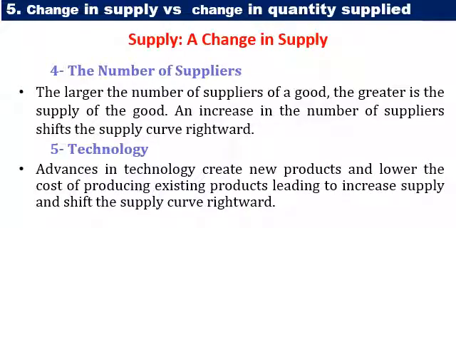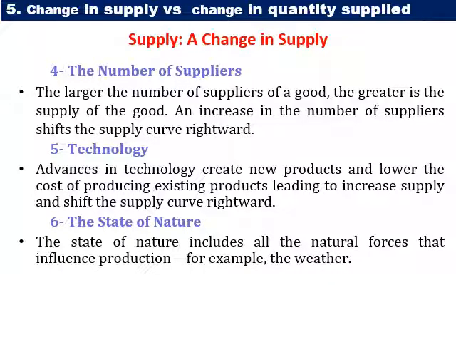Then the fifth factor is the technology, where introducing new technology creates new products and lowers the cost of producing existing products, and this will lead to an increase in the supply and a shift in the supply curve to the right. For example, if a firm has a traditional machine that produces 10 units per hour, then if there is a new machine that produces 15 units per hour, this will lead to an increase in the production using the same work time.